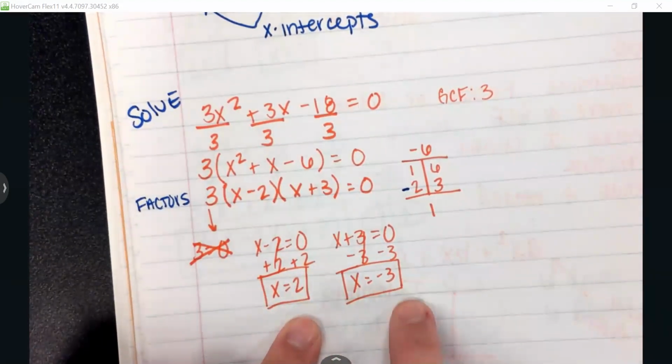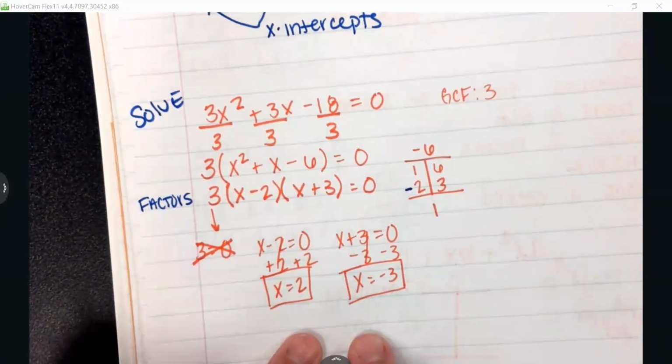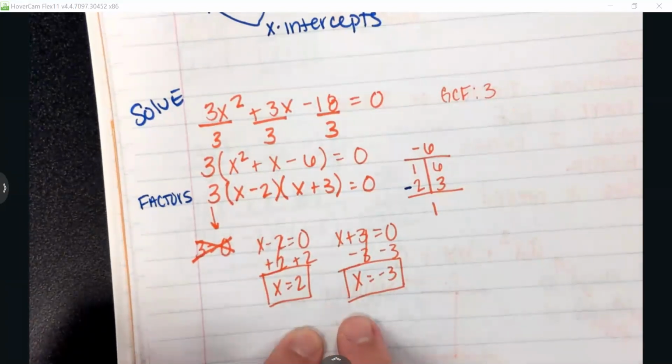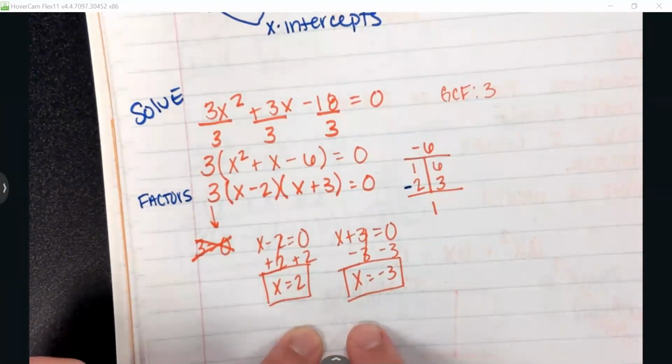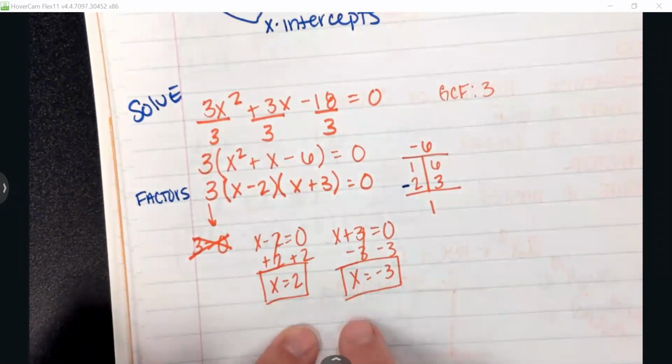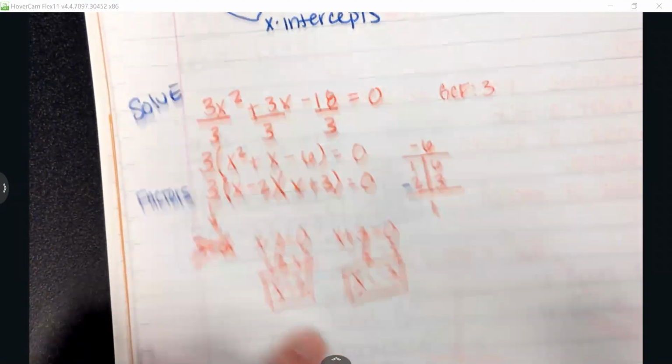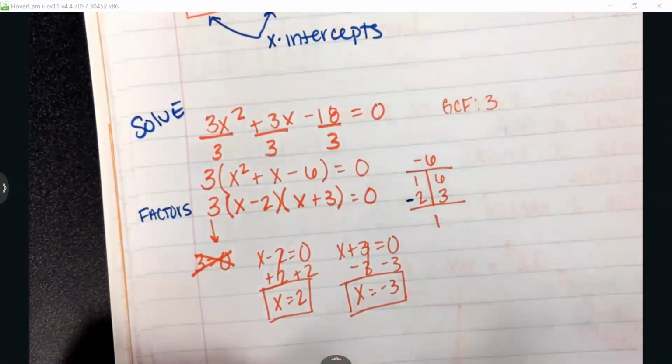What are these? X equals 2 and x equals -3. What are those called? Roots. What else are they called? Solutions. What else? X-intercepts. One more word. Zeros. Okay. Questions?